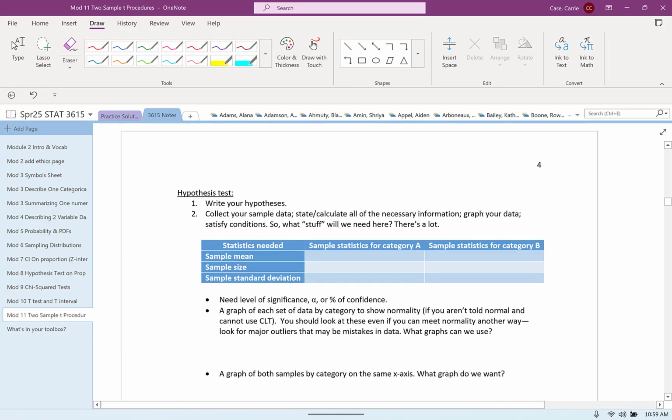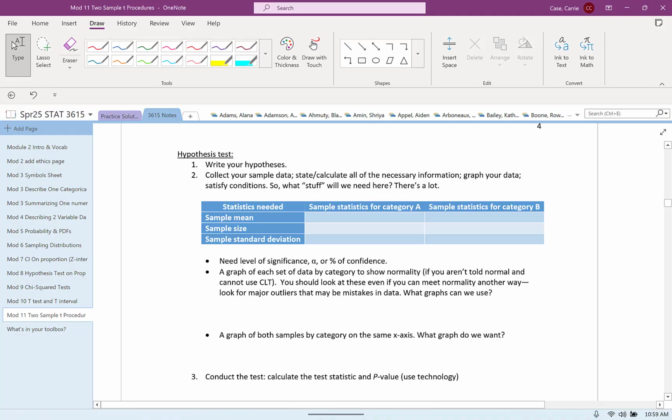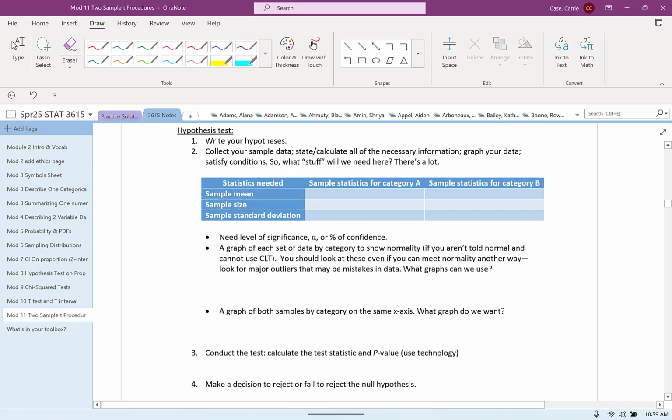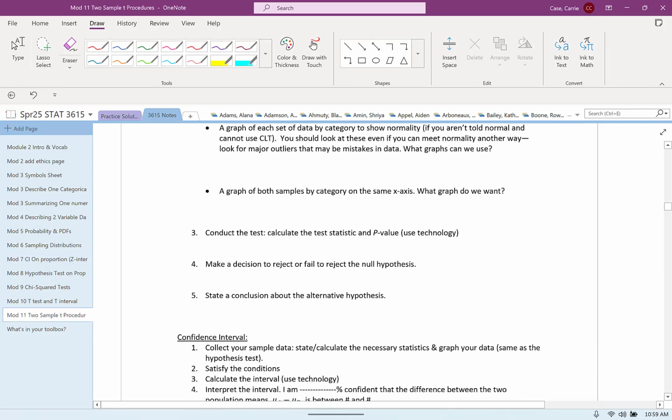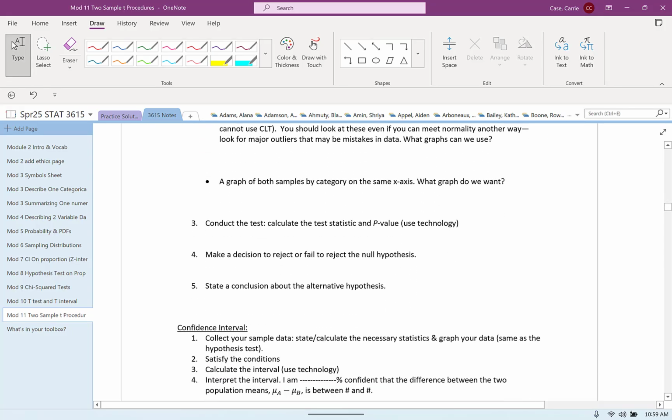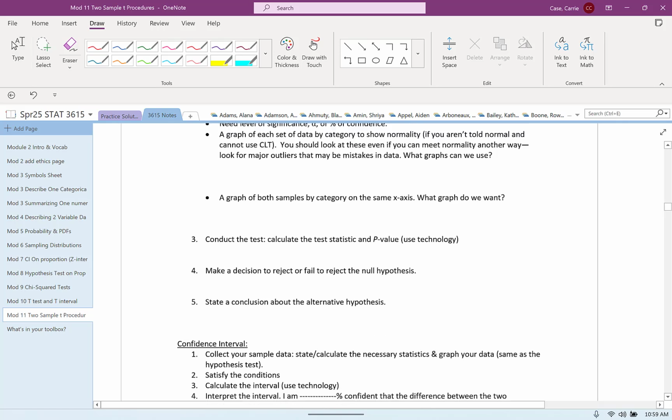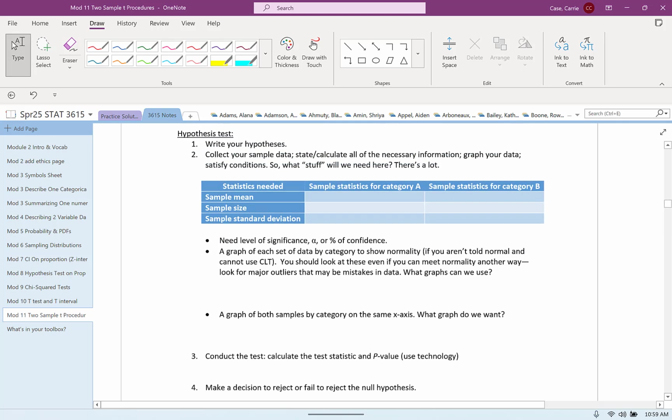All right, so when we do our hypothesis test, we're going to do the same 5 steps. We're going to write our hypotheses, we're going to calculate our sample data and write some graphs, satisfy conditions. We're going to conduct the test, calculating our test statistic and our p-value. We're going to make a decision to reject or fail to reject the null, and we're going to state our conclusion about the alternative. But what we do in these steps changes.